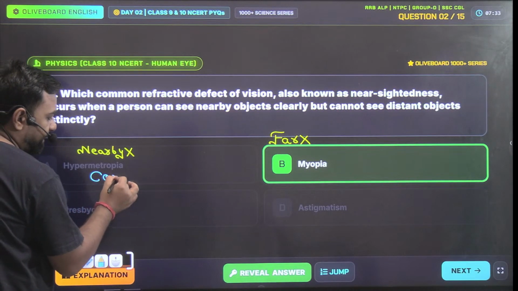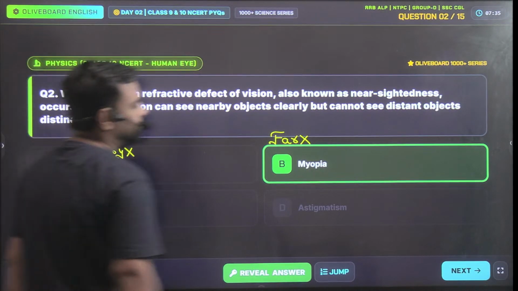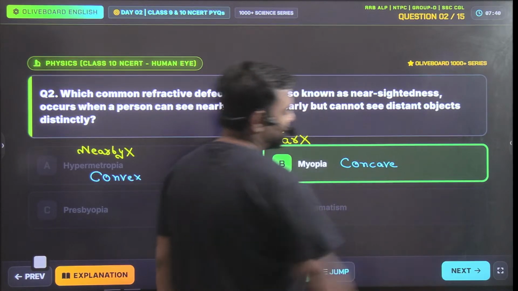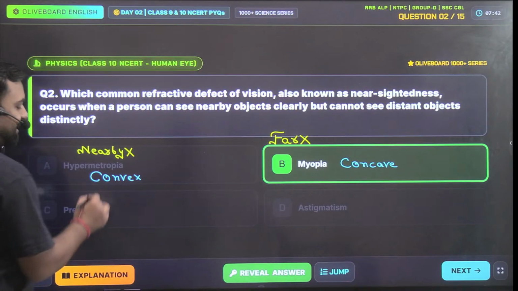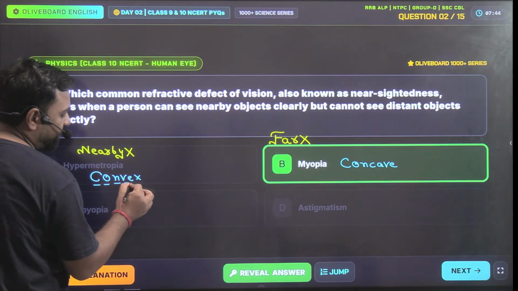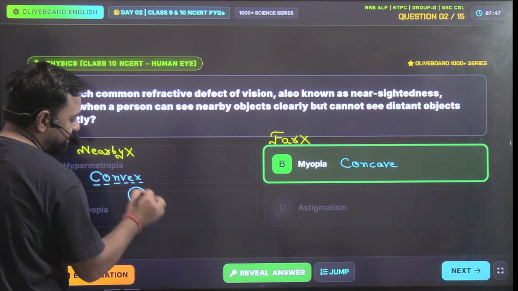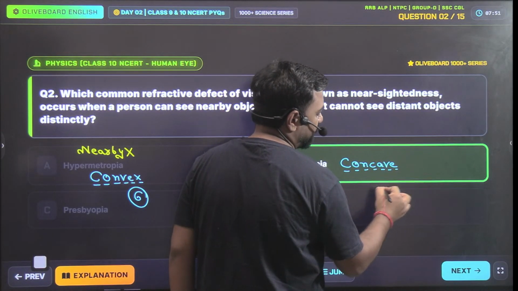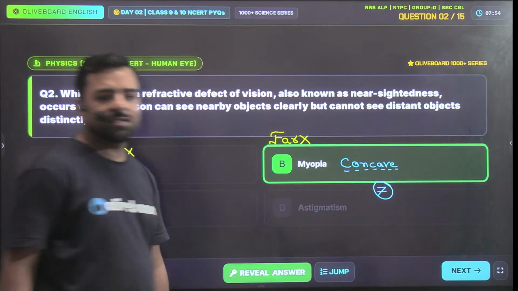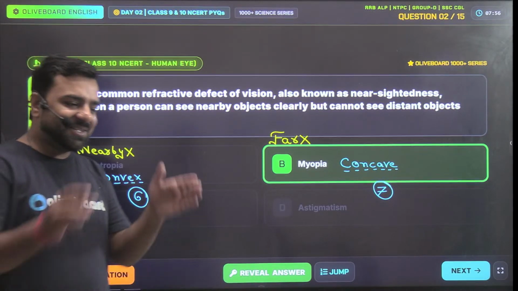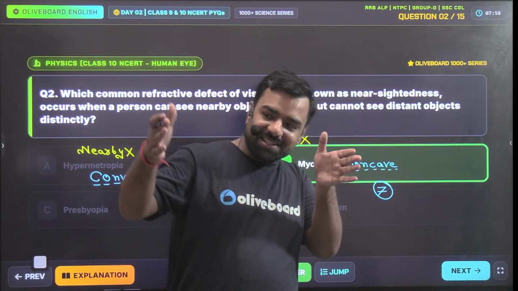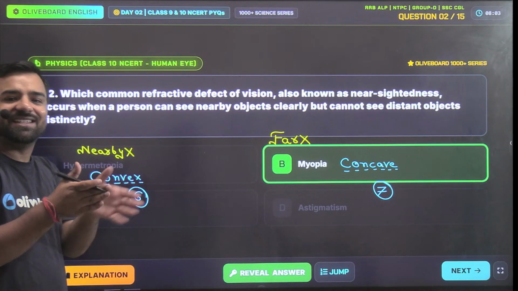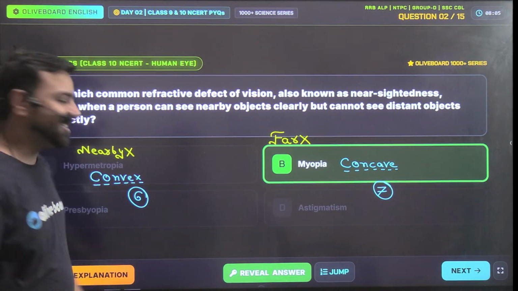See, convex and concave. Can you help me in counting the number of letters here? The same trick will work. Convex: 1, 2, 3, 4, 5 and 6, just 6 letters. And concave: 1, 2, 3, 4, 5, 6, 7, so there are 7 letters. Tell me which is greater. 7 is greater, so since 7 is larger, we can see the far away objects clearly. Since 6 is smaller, that's used for seeing the nearby objects. This is just a trick that you can remember.